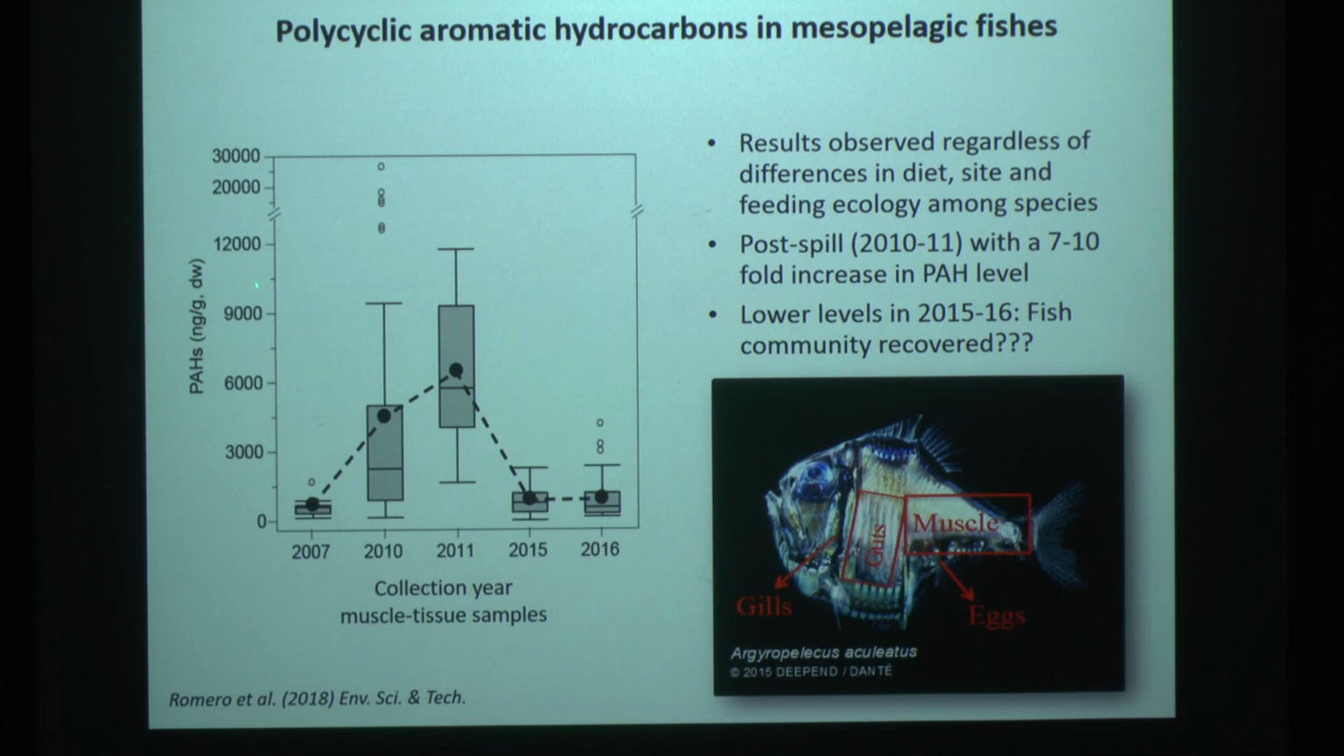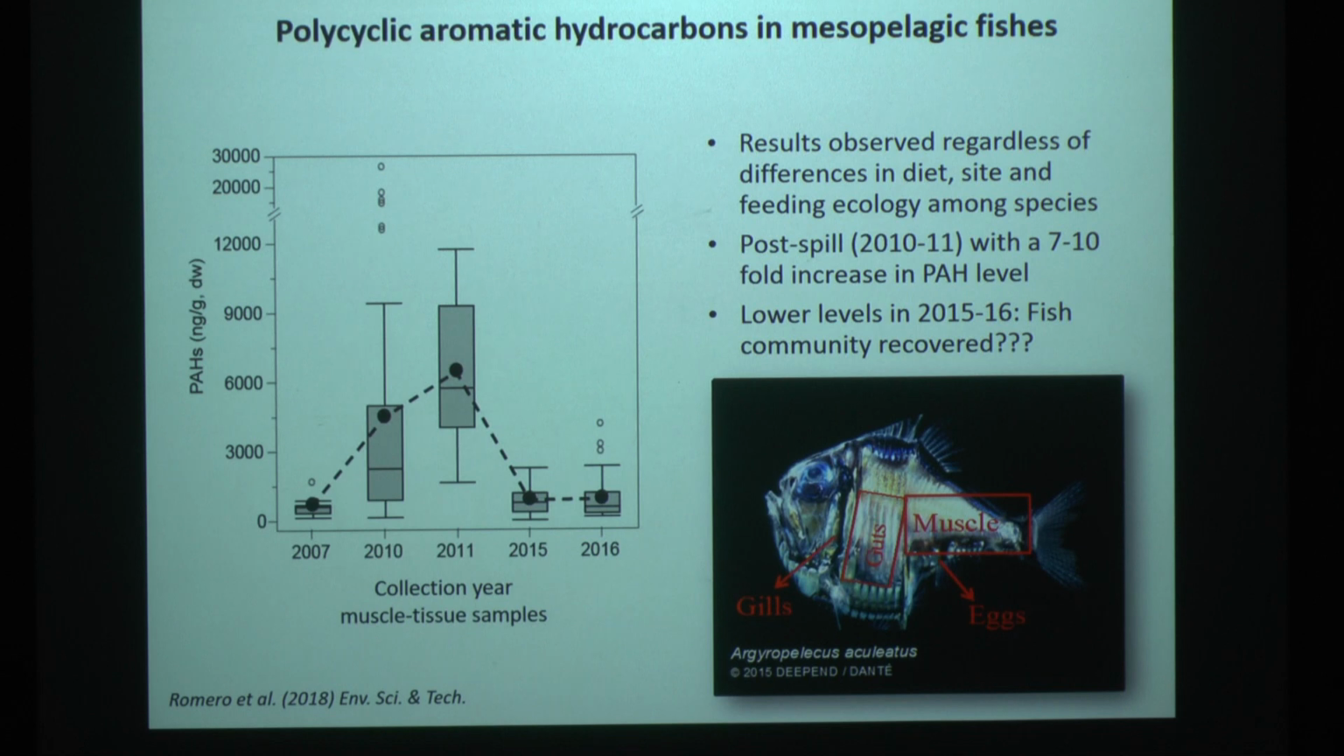So here I'm showing the concentration of PAHs versus time. And if you notice, the time is different, and it's because we were able to get samples from different studies. So now we have samples before the spill, in 2007, and then we have 2010, 11, 15, and 16. The results show that the temporal trends that we observe are not explained by any of the biological characteristics from 5 different species of fishes that we were able to analyze.